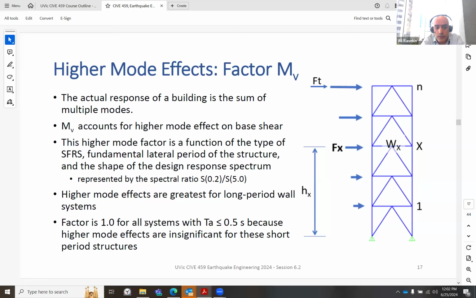And we don't consider higher mode effects if our primary period is less than 0.5 seconds. Because when you have a shorter structure, about a 5-story building with TA less than 0.5, then there are not many higher mode effects.